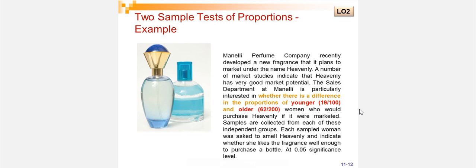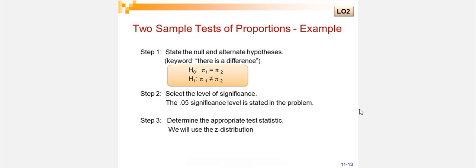So how do they want to market the product to the group? They conduct the test at the 0.05 significance level using the two sample hypothesis test. Okay, we see how they do the test. First, step number one, they develop the hypothesis. H0: pi1 equal to pi2, H1: pi1 not equal to pi2.